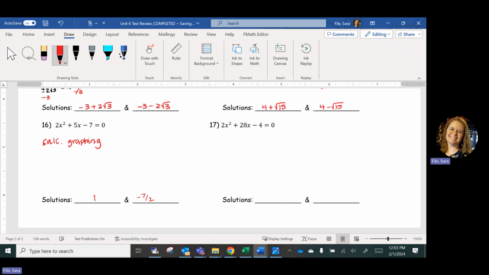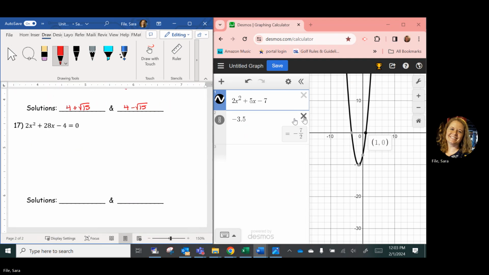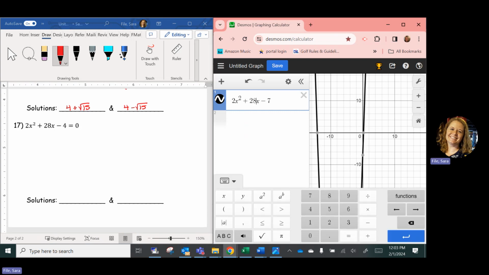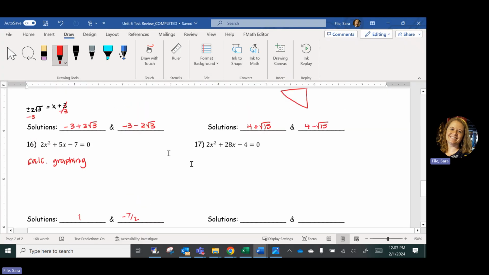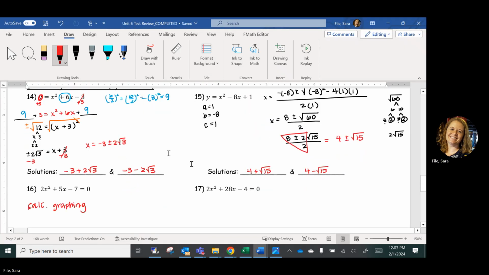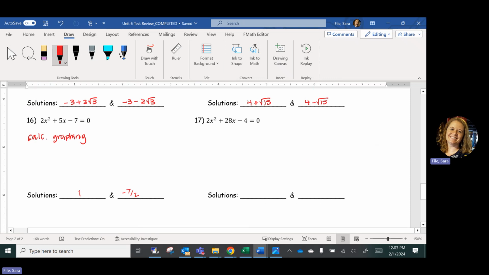All right, let's see if 17 is as straightforward or not. So that one's 2x squared plus 28x minus 4. Decimal again. Okay, so we are going to have to do some work on this one. I've reviewed the quadratic formula method and the completing the square. Well, I did quadratic formula twice, so I'll do completing the square again. So you have that one twice.